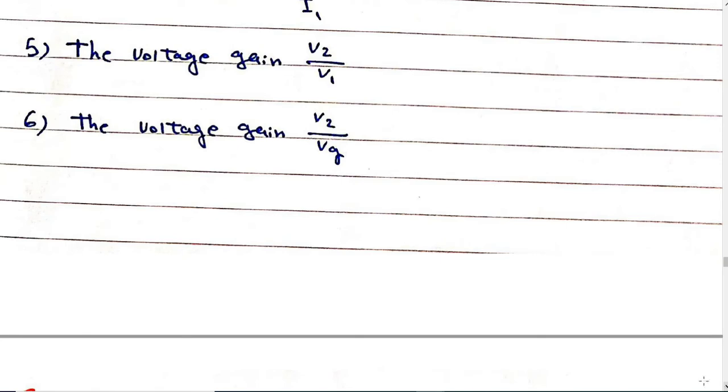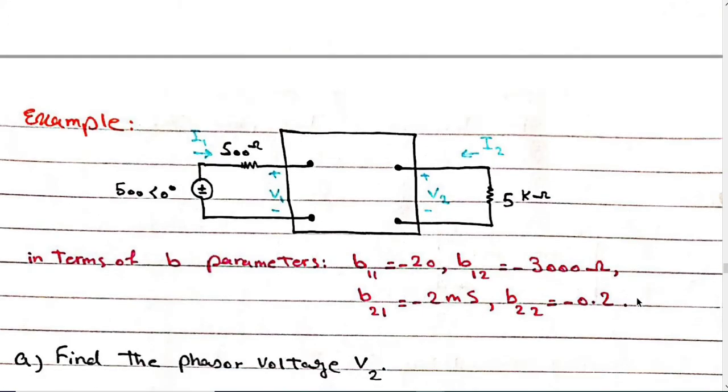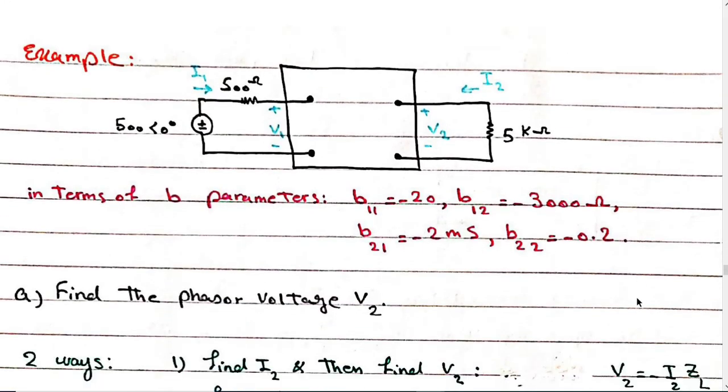Example. So we have this circuit. You can see this is a two-port network, two-port circuit, and this is terminated, this is terminated. So you have B parameters over here. This is a set of measurements. Find the phasor voltage V2. So we want to find V2.